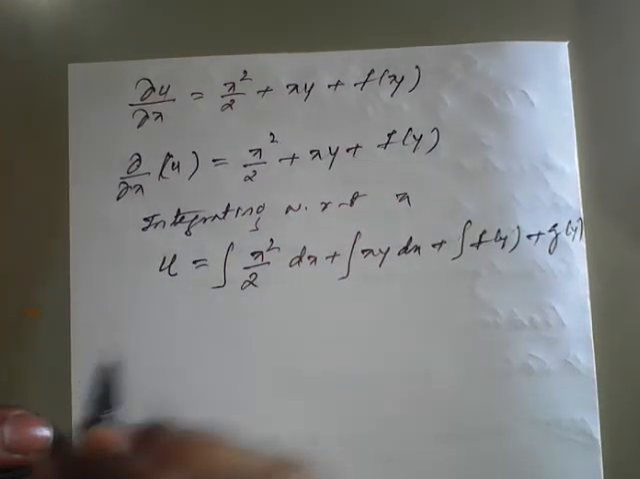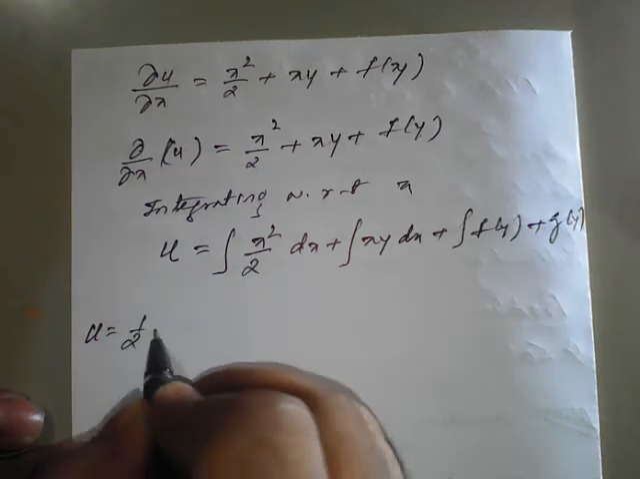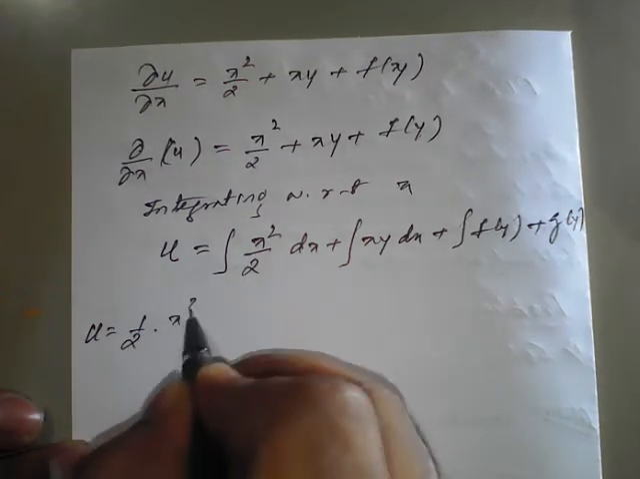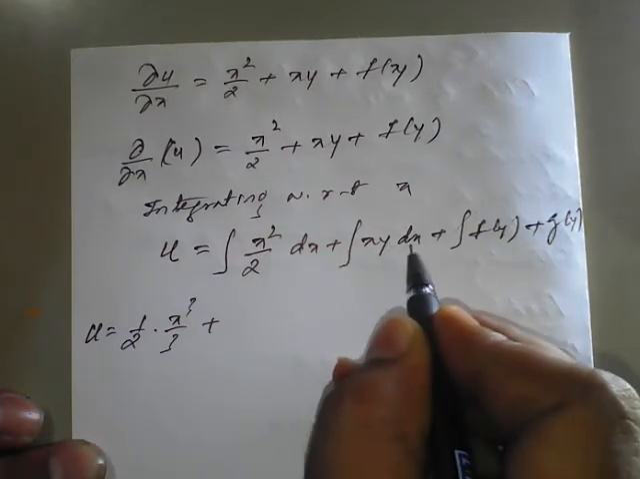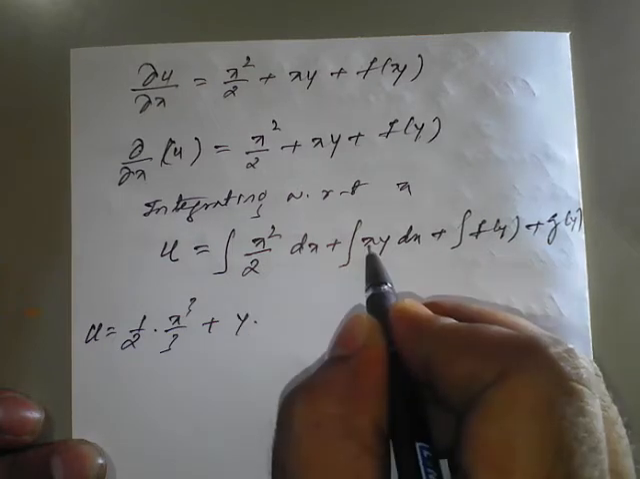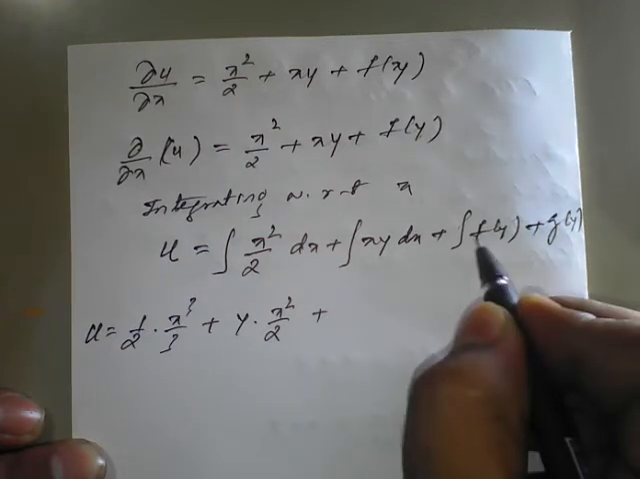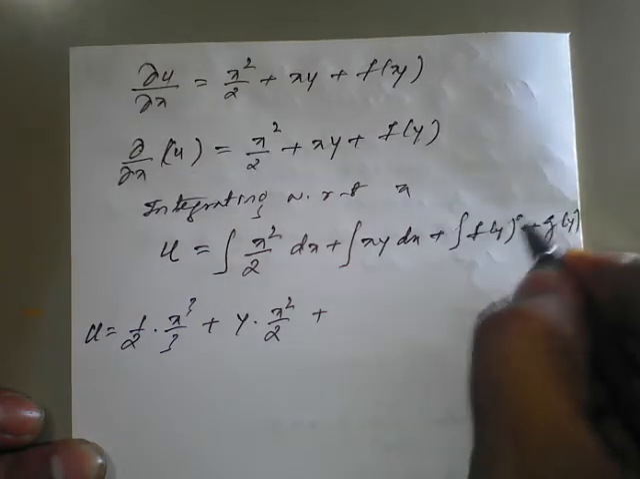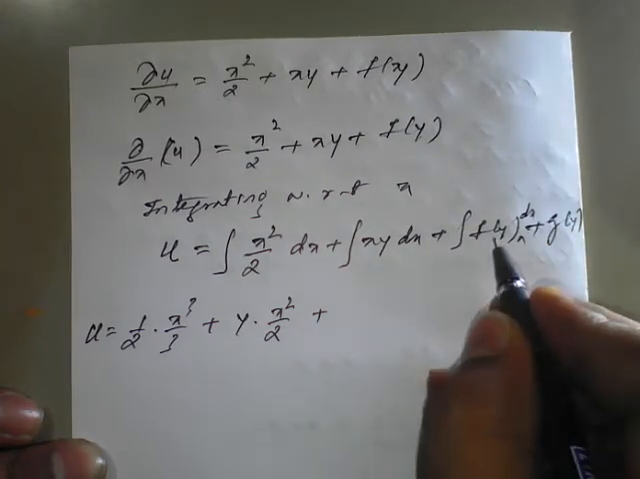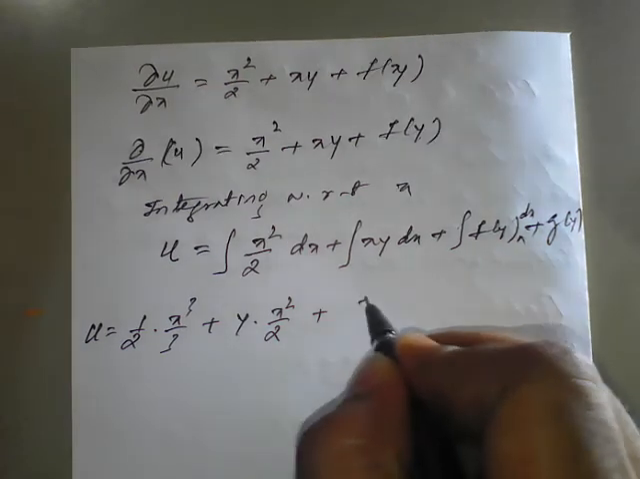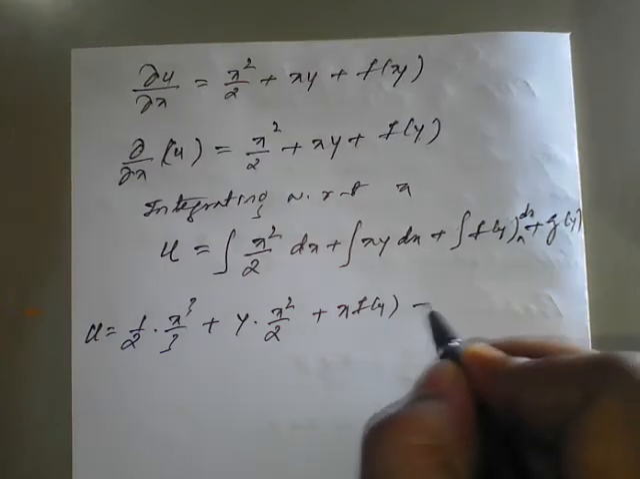So on simplification, u is equal to 1 by 2 is a constant, integration of x square is x cube by 3 plus integration of xy. We are doing integration with respect to x, means y is a constant, integration of x is x square by 2 plus integration of f of y with respect to x. With respect to x means f of y is a constant. So integration of a constant with respect to x is, you have to multiply x and g of y as it is.